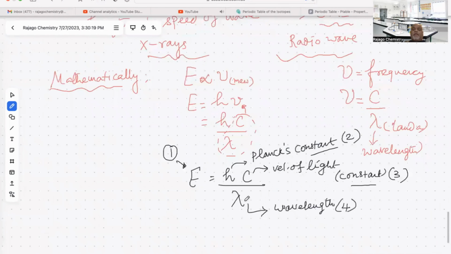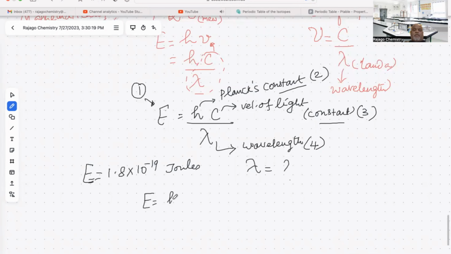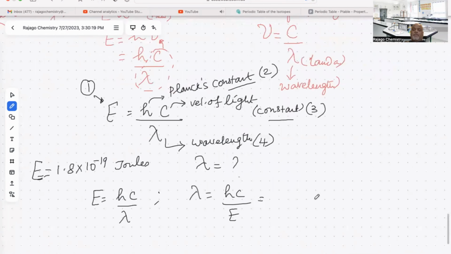So you can easily calculate mathematically. If a question is given, if an energy of a wave is 1.8 times 10 to the power of minus 19 joules, what is the wavelength? That is the question. Then E is equal to hc by lambda, so lambda is equal to hc by E. And then you substitute all these values.